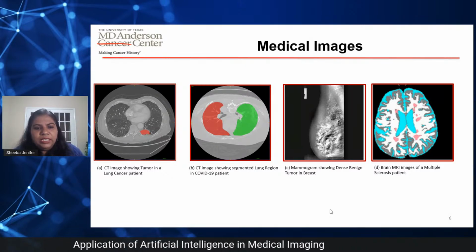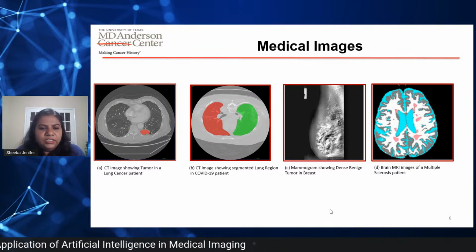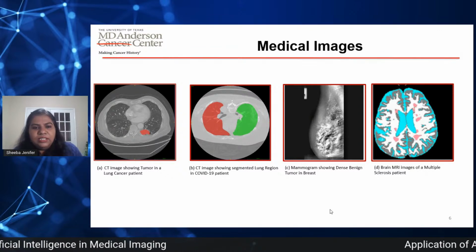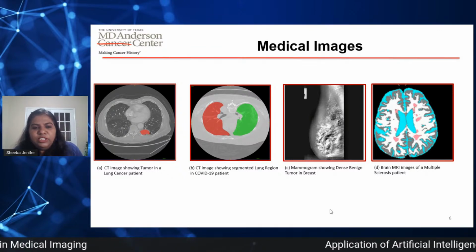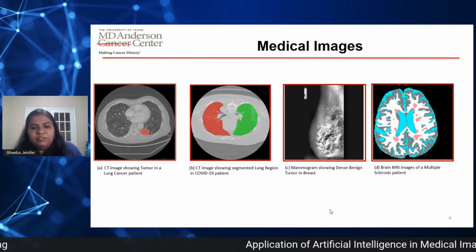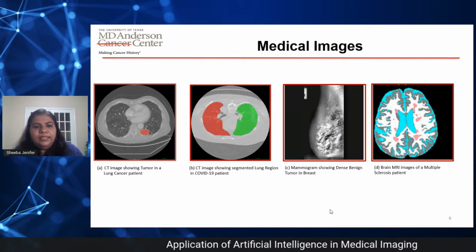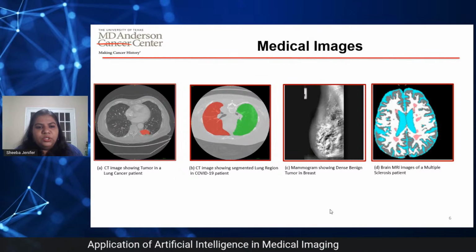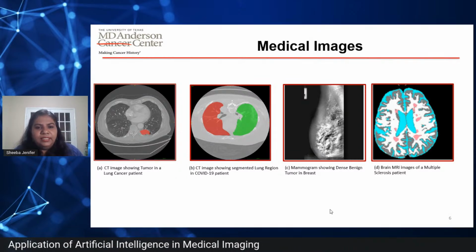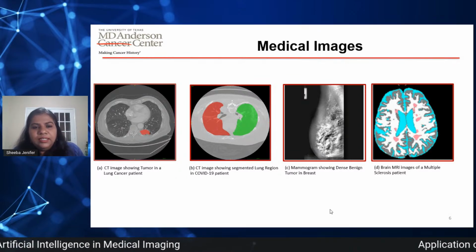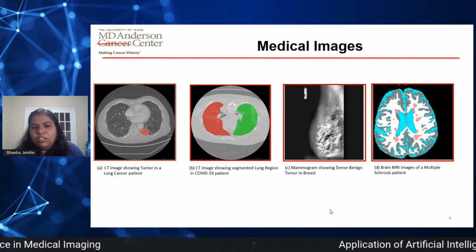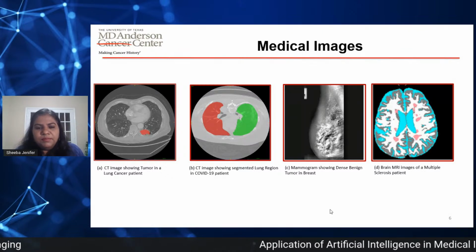Now, if you look inside the lung region, you can see the infections in the lung, which shows the patient is positive for COVID-19. And the red and the green colors show the right and the left regions of the lung that are being segmented using one of our segmentation algorithms.